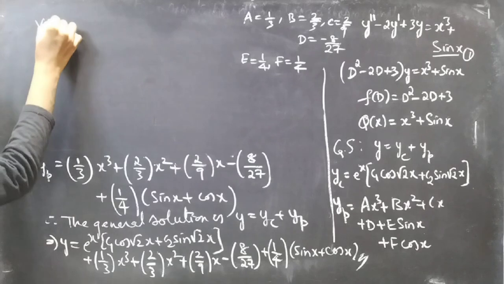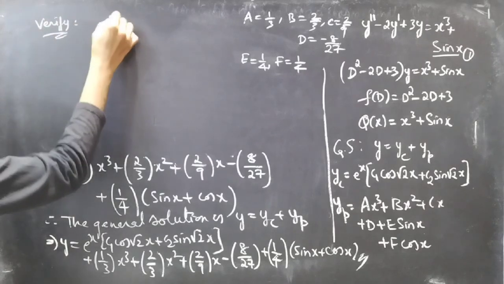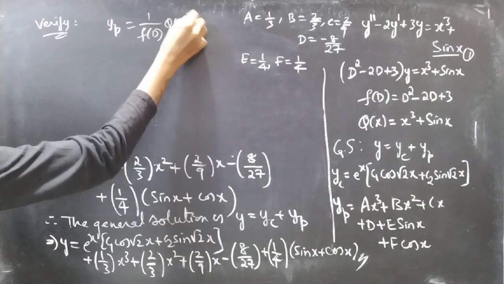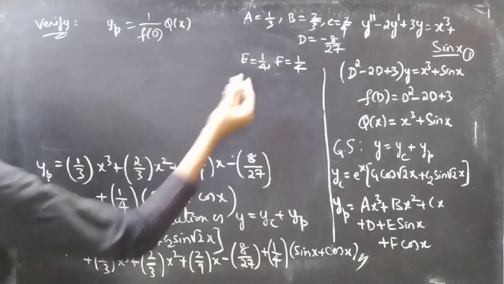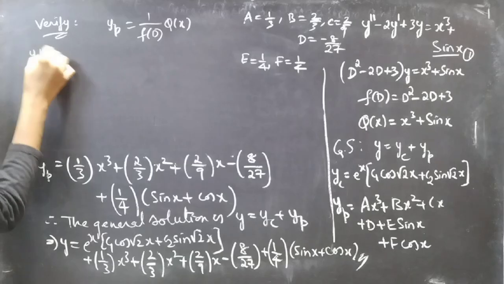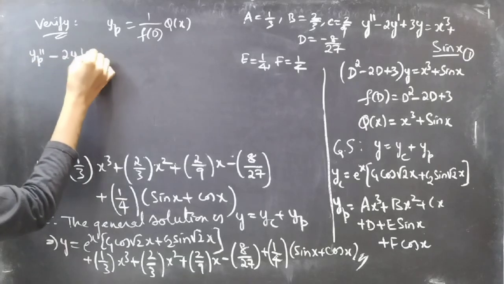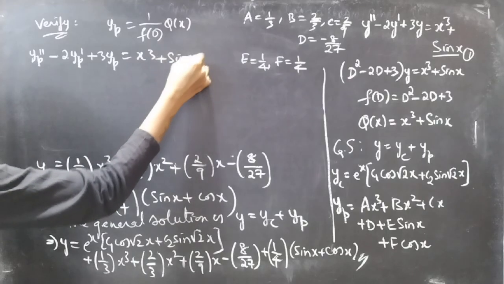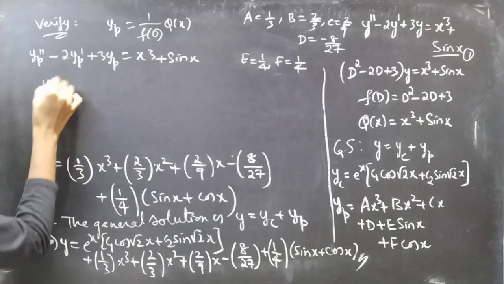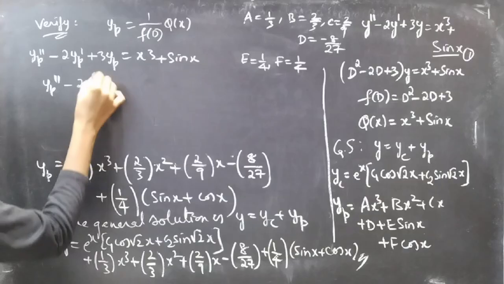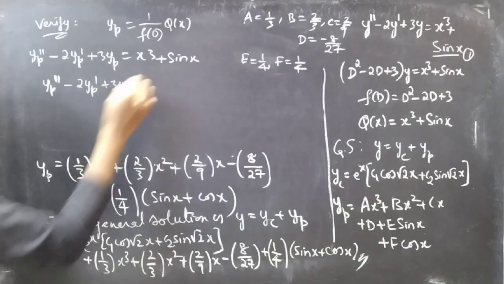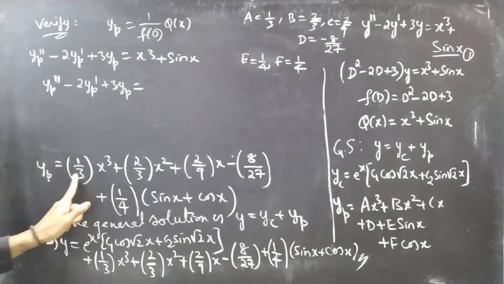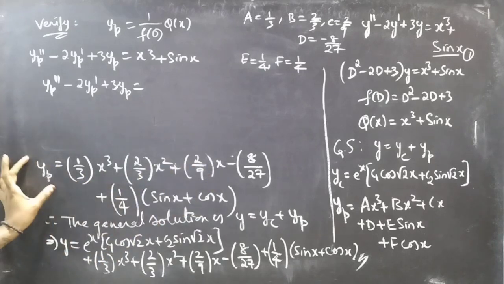So you can verify yp with the help of 1 by f of d into q of x, or we can write the given differential equation as yp double dash minus 2 yp dash plus 3 yp equal to x cube plus sin x, right? So consider the LHS part. Yp double dash minus 2 yp dash plus 3 yp. See we have yp, right? The actual yp after substituting the values of undetermined coefficients.